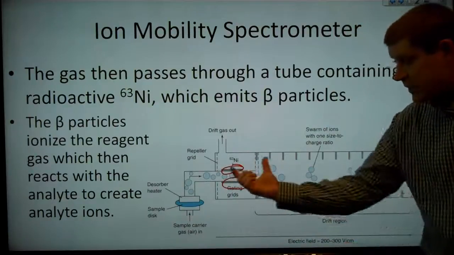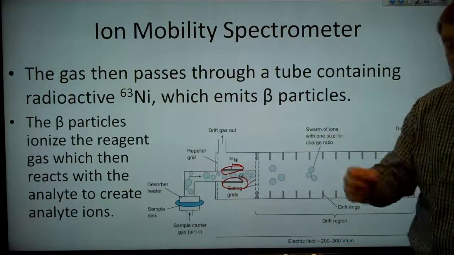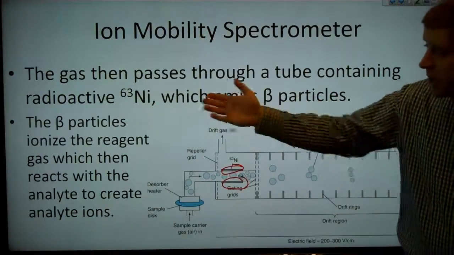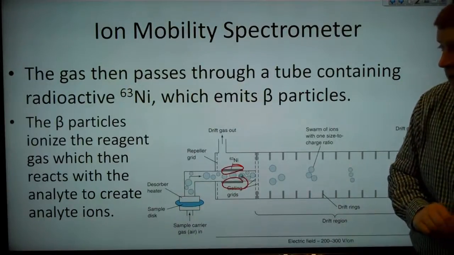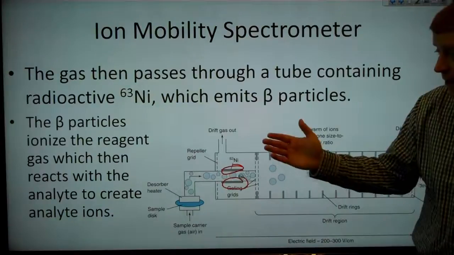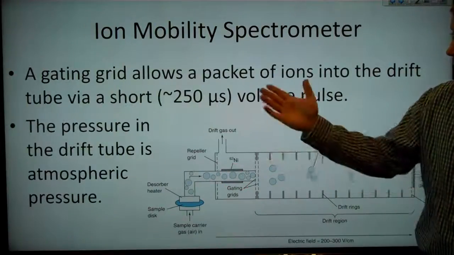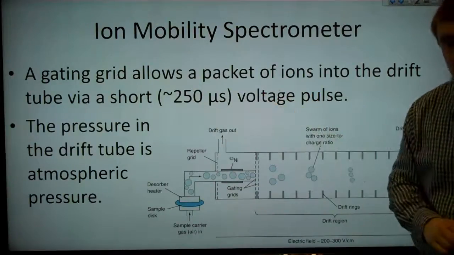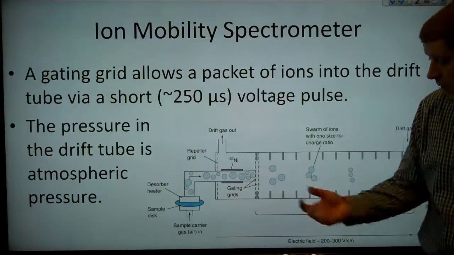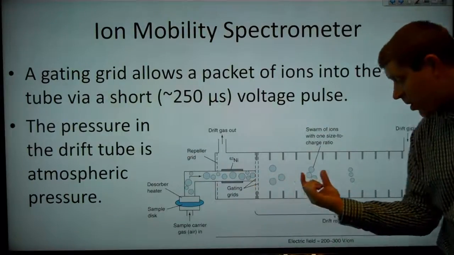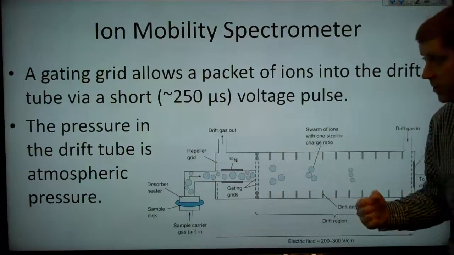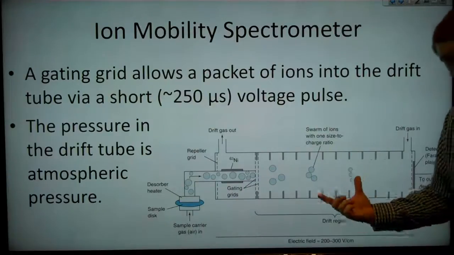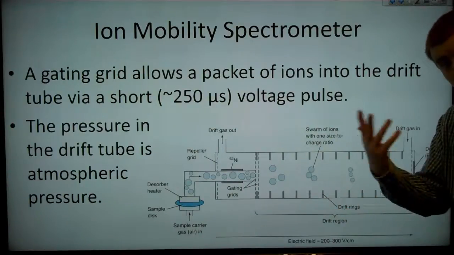We've got that tube. And as that gas passes through, the nickel-63 is emitting beta particles. Remember that these are electrons. So the beta particles are ionizing the reagent gas, which then reacts with our analyte to create analyte ions in the gas phase. And a gating grid then allows a packet of ions into the drift tube via a short voltage pulse of something like 250 microseconds. So we've got our gating grids here that allow small pulses of ions through. And the pressure in our drift tube here is atmospheric pressure. We don't have to keep this at vacuum or high vacuum or ultra high vacuum.